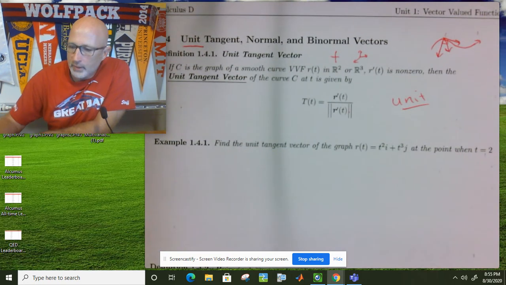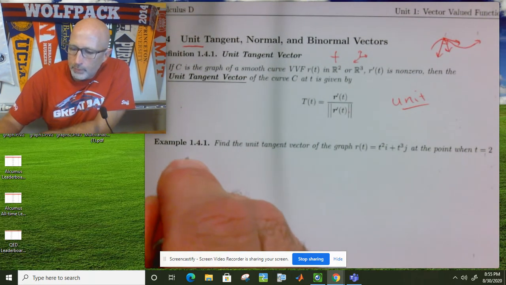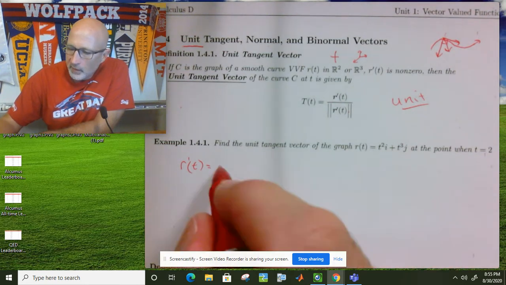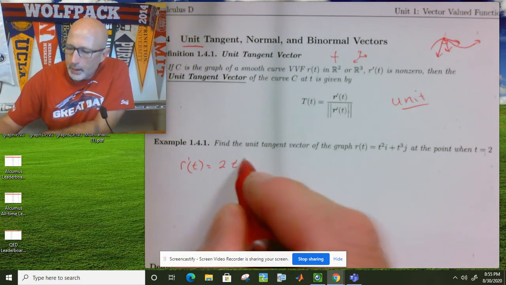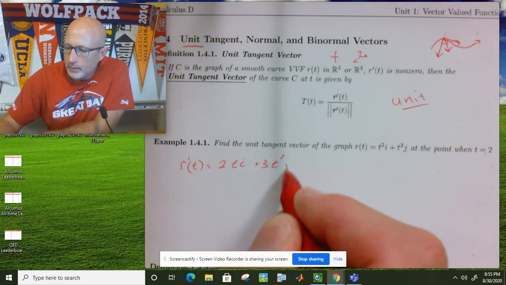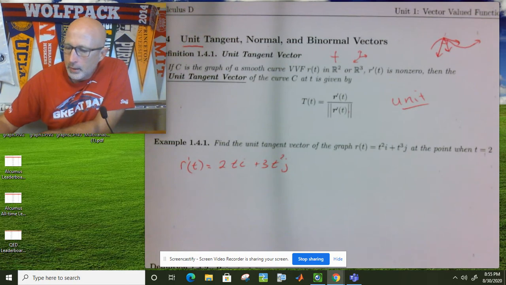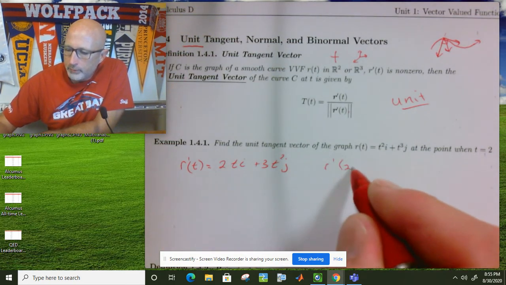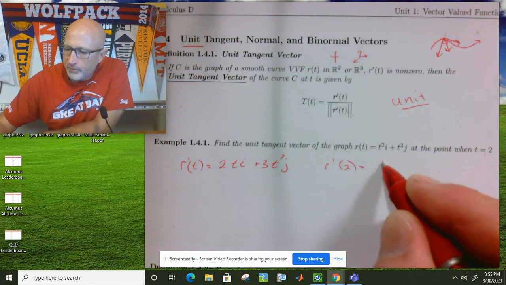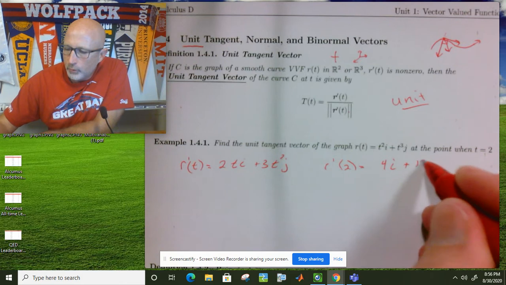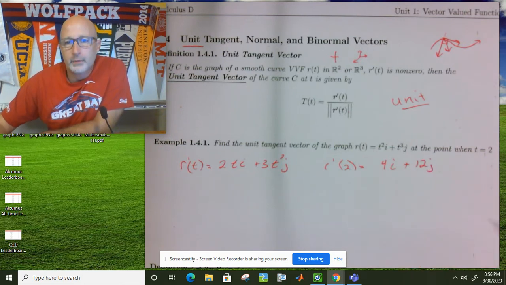So let's go ahead and take the derivative. I have r prime of t is equal to 2t i plus 3t squared j. And then we can evaluate it at r prime of 2. Well, that's going to be 4i plus 3 times 4, so 12j. So that's what that vector is.